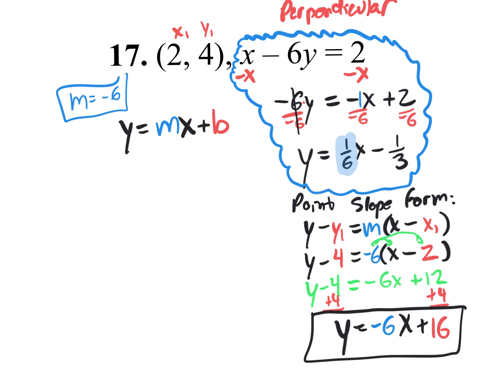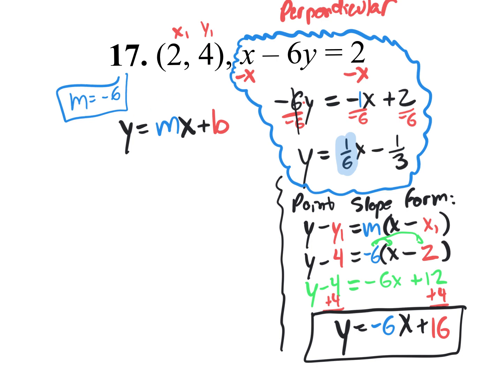You didn't have to go that route if you don't want to. If you don't like point-slope form, you could ignore what I just did and focus in on y equals mx plus b. What is y in the information that we have right now? What is y? 4. So you plug in 4 right there.